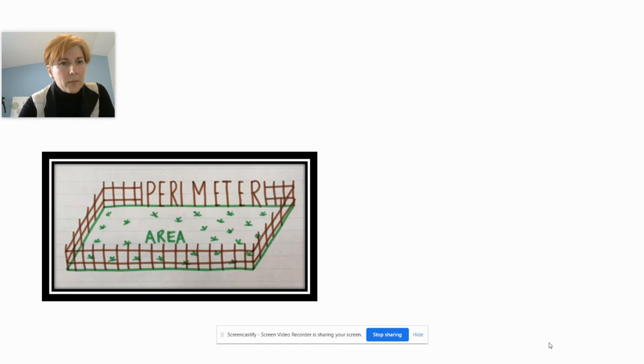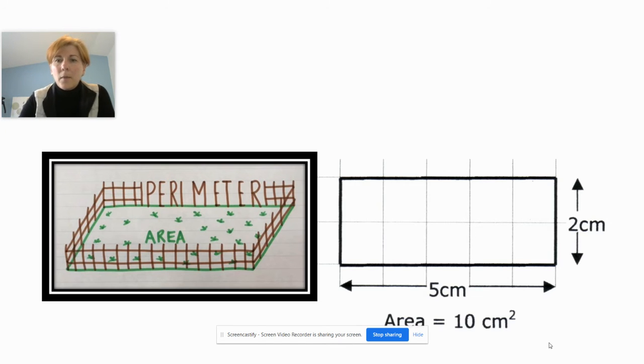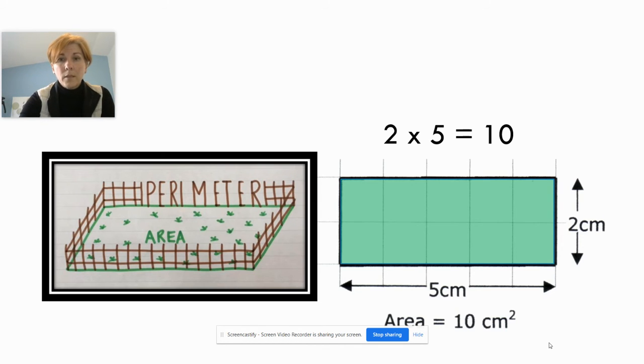If you want to figure out the space inside of an object, let's say something like this that's 2 by 5, you would look at how many squares are in the rectangle. Just like the day before when we worked on arrays, that's what we're really looking for. In this case, you can see that there are 2 rows of 5 and 5 rows of 2, and that would cover the space inside the rectangle. We would figure that out as 2 groups of 5, which is 10.